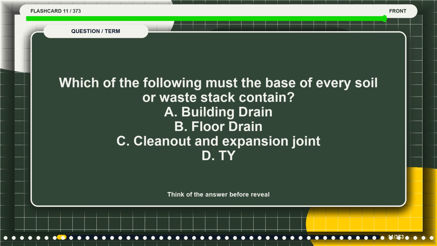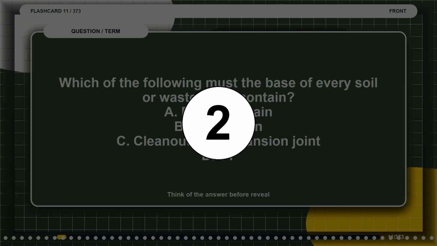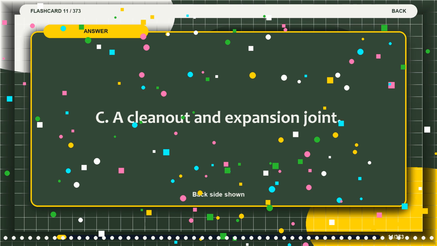Flashcard 11. Which of the following must the base of every soil or waste stack contain? A. Building drain. B. Floor drain. C. Cleanout and expansion joint. D. Tie. Think of the answer before the reveal. The answer is C. A cleanout and expansion joint.